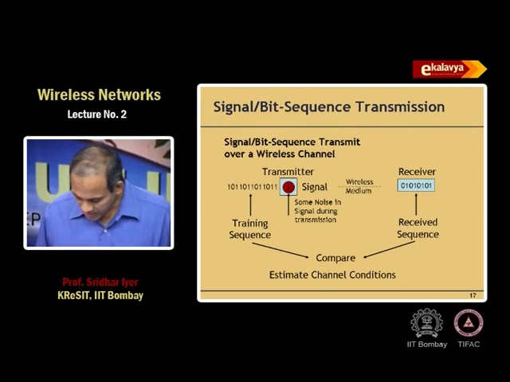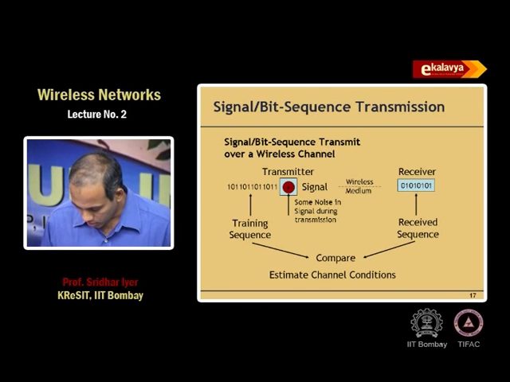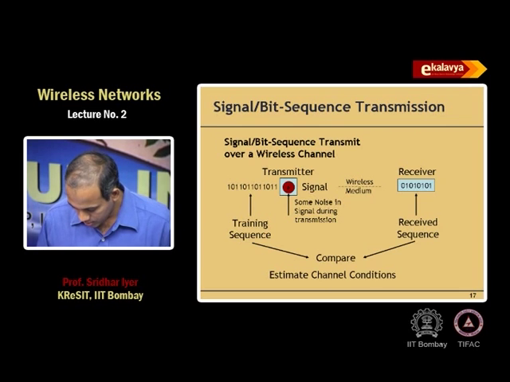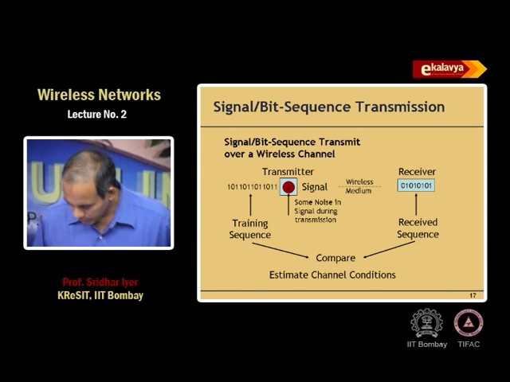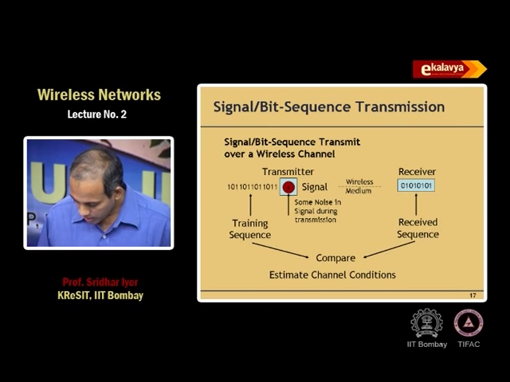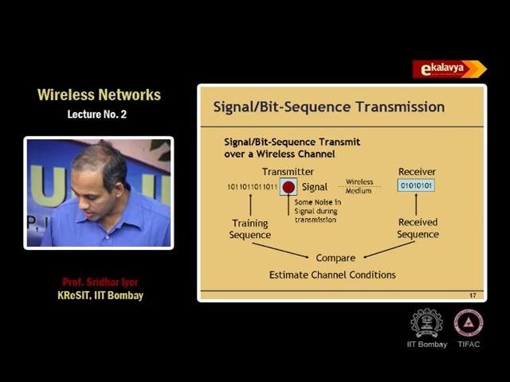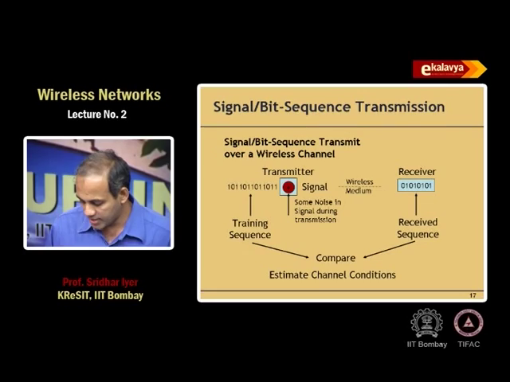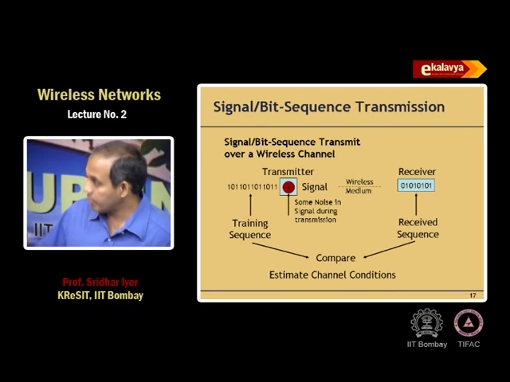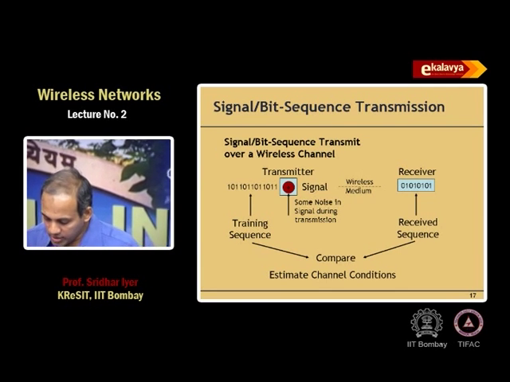See, so let us say you have a signal or a bit sequence, okay, and you want to transmit this over a wireless channel, okay. So typically what happens is in the channel you will have some noise that will get added to your signal, correct? Some noise will get added to the signal in the channel, right? So how do you know what is the channel condition? The way to know it is to predefine a sequence, right? So I'll say in the beginning itself, I'm going to transmit some, let's say 10110110101, some sequence like that, okay? And so this is the transmitter.